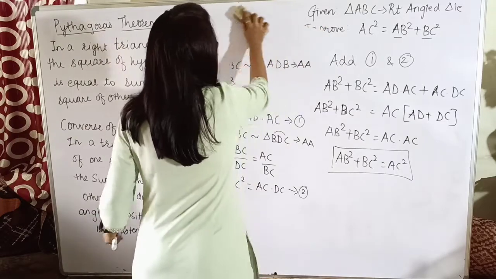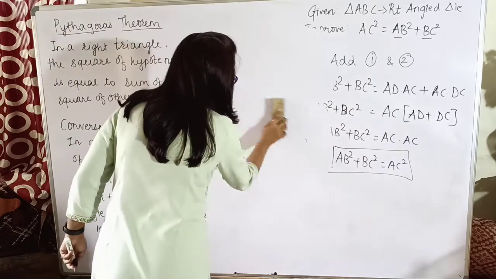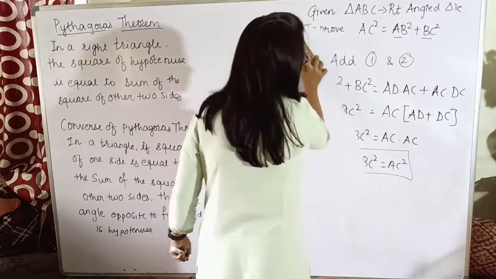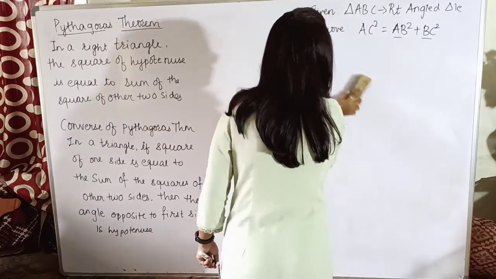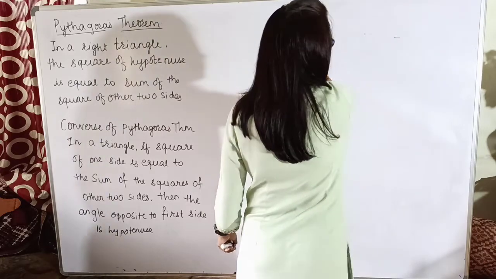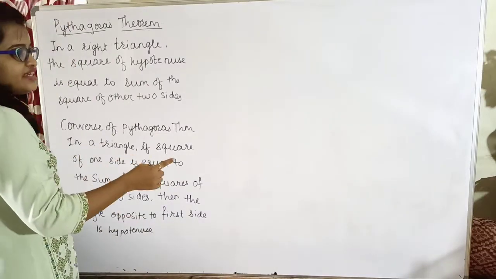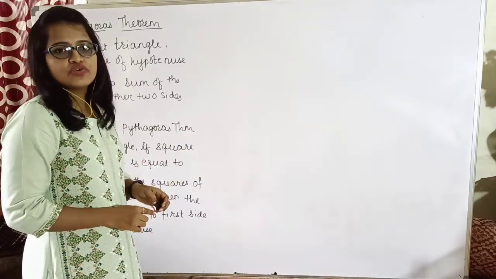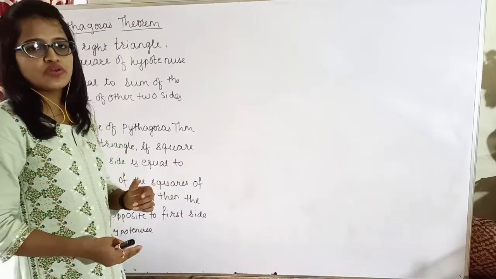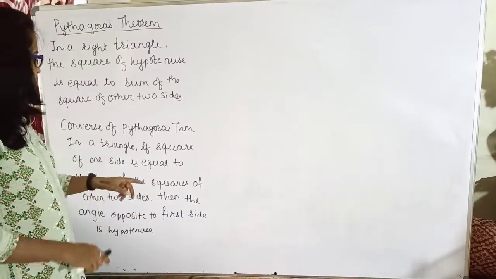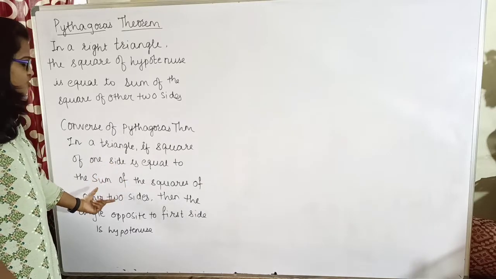So now what will be its converse? Since it was a right angle triangle, the square of the hypotenuse is equal to the sum of the squares of the other two sides. Now in the converse, what would it be? If the square of one side of any triangle is equal to the sum of the squares of the other two sides, then it is a right angle triangle. If it was 90 degrees, then AC square is equal to AB square plus BC square. In the second case, if AC square is equal to AB square plus BC square, then B is a 90-degree angle.